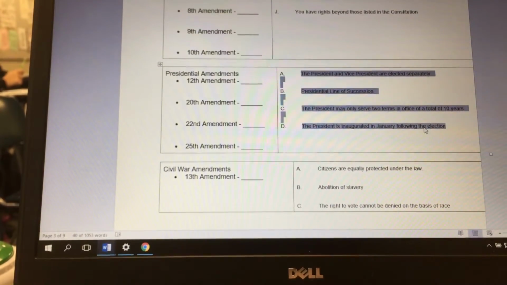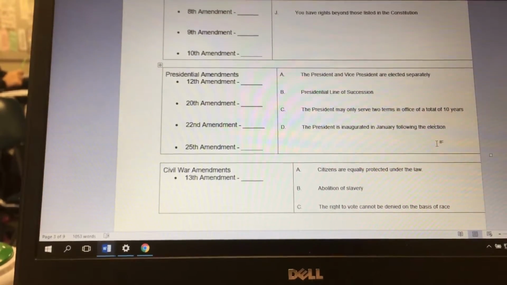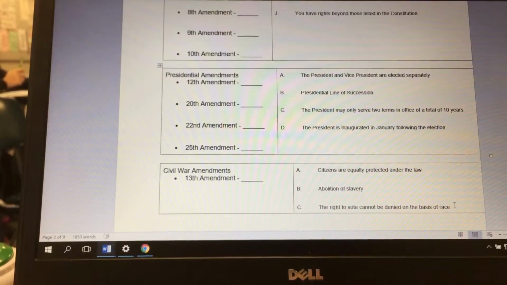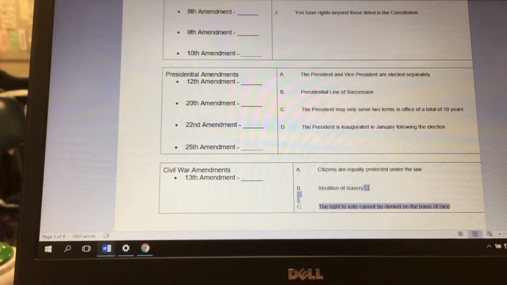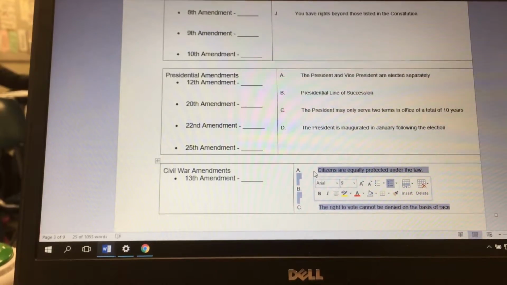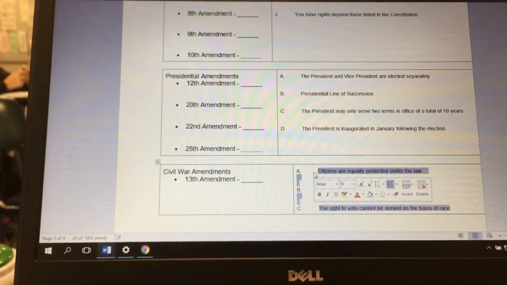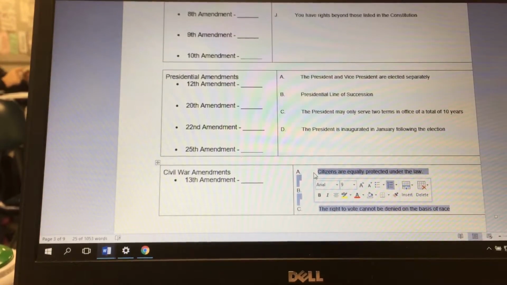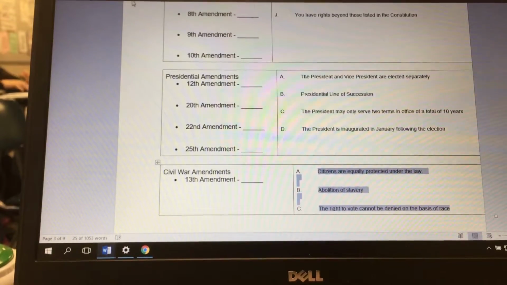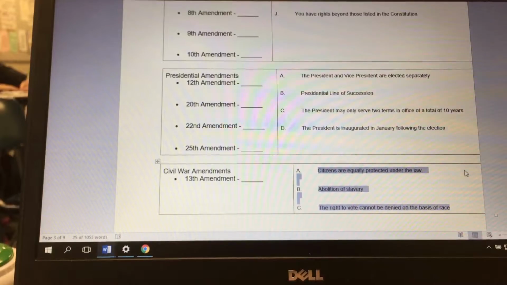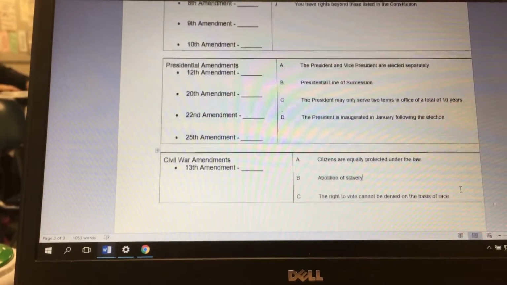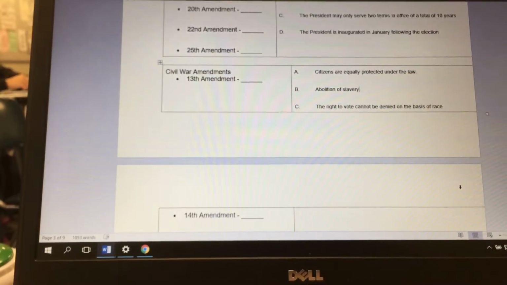The President and Vice President are elected separately. Presidential line of succession. The President may only serve 2 terms in office of a total of 10 years. The president is inaugurated in January following the election. Citizens are equally protected under the law. Abolition of slavery. The right to vote cannot be denied on the basis of race.